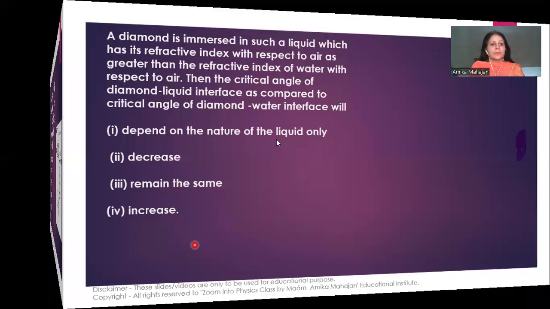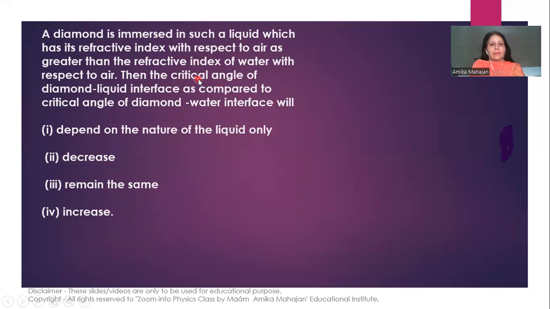Now next question. A diamond is immersed in such a liquid which has its refractive index with respect to air as greater than the refractive index of water with respect to air. Then the critical angle of the diamond-liquid interface as compared to the critical angle of the diamond-water interface will depend upon the nature of liquid only. Decrease, remain the same, or increase. Four options, the correct option I have to choose. Now what is given to me? That refractive index of liquid with respect to air is greater than refractive index of water with respect to air. So I am having one liquid and one water.